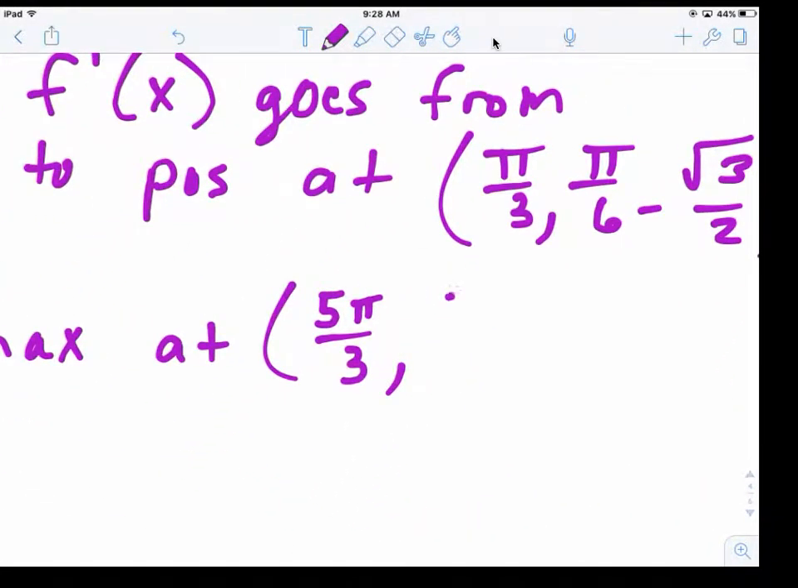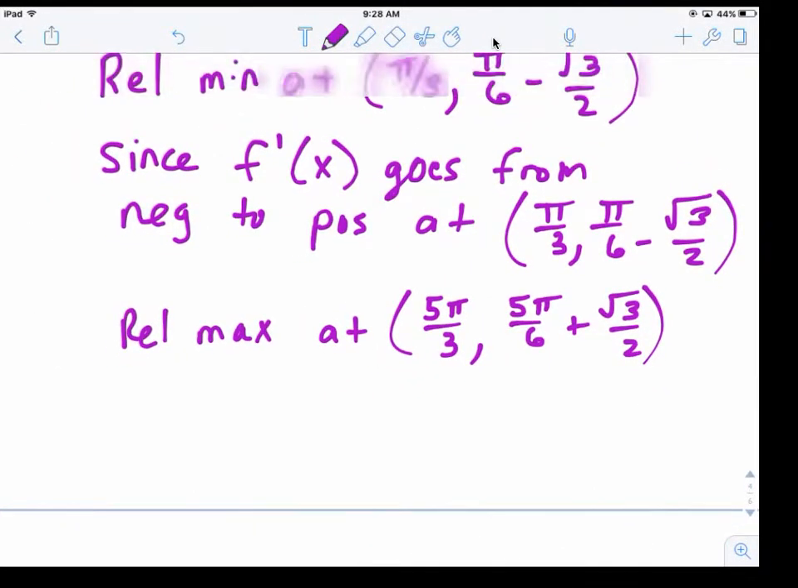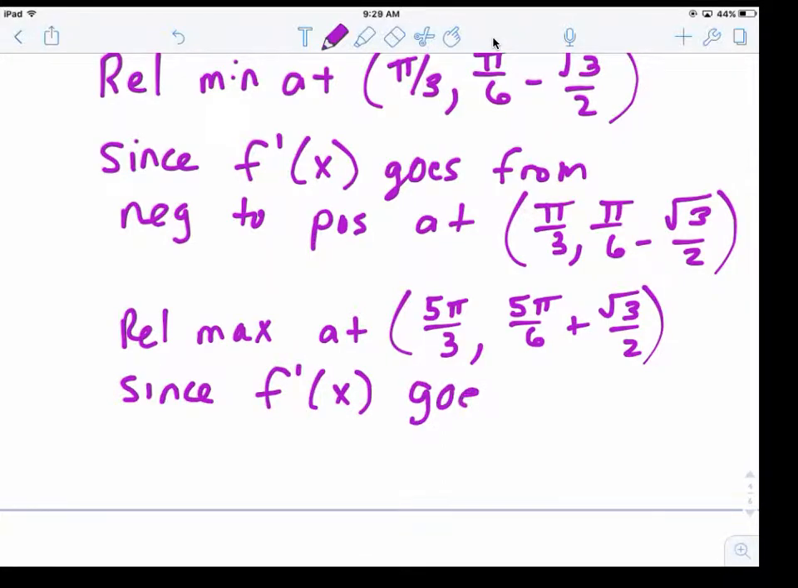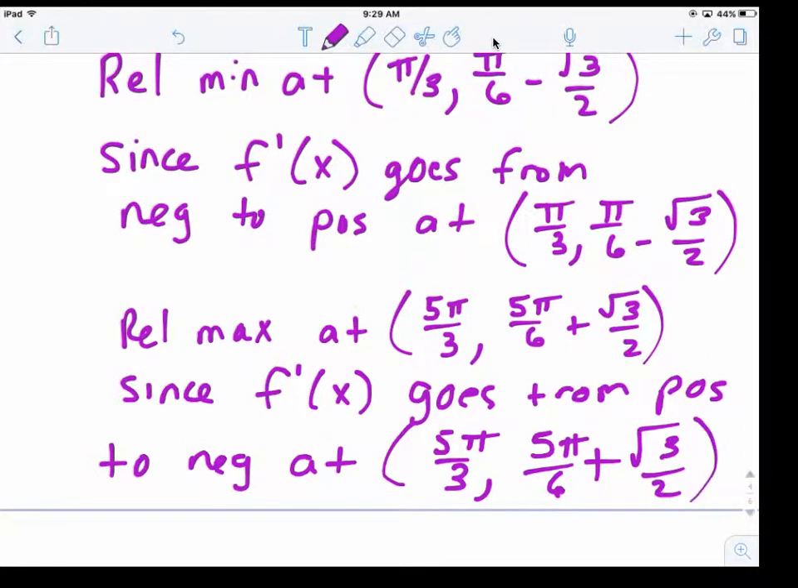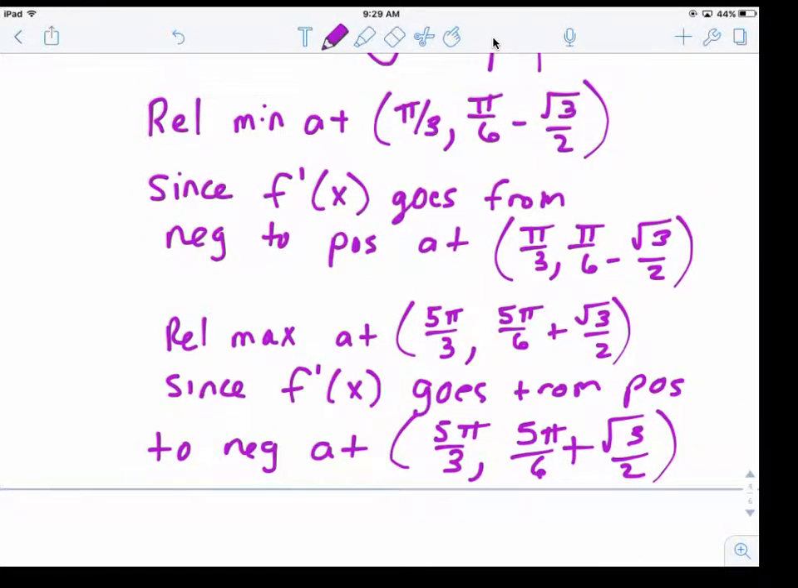So 5 pi over 6 plus radical 3 over 2, since f prime of x goes from positive to negative at that point. Love that trig. Love it, love it, love it.